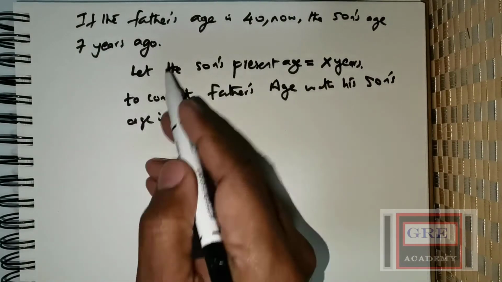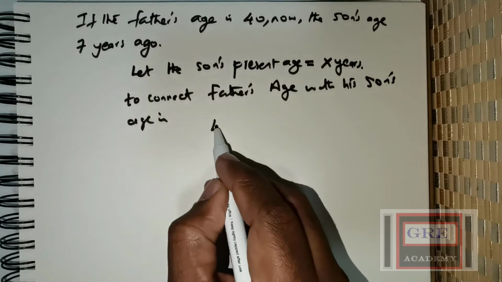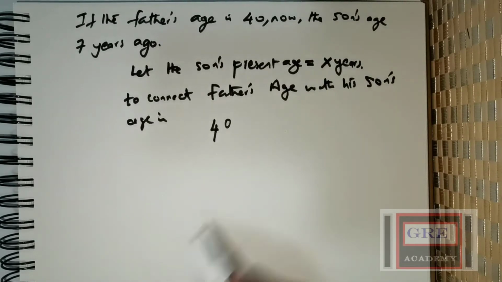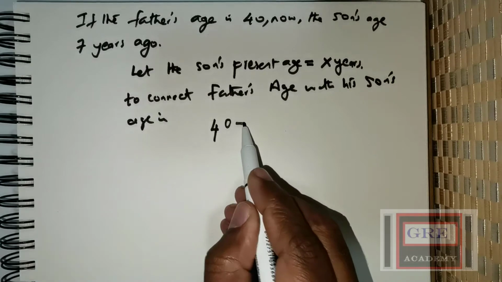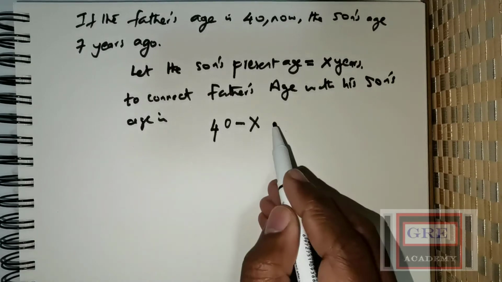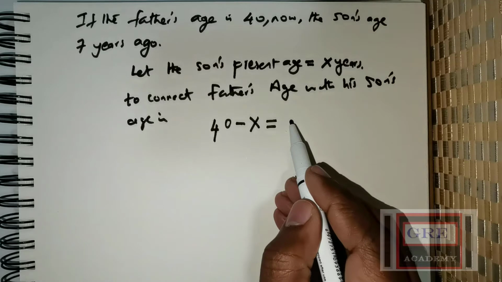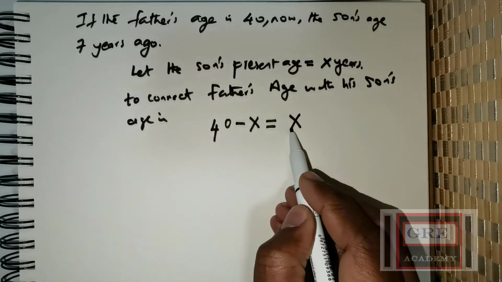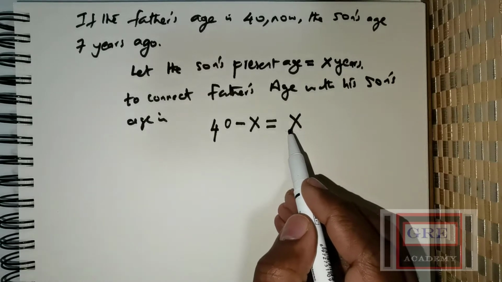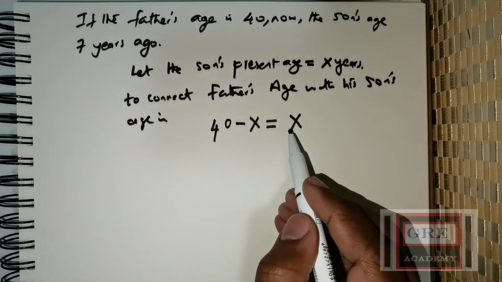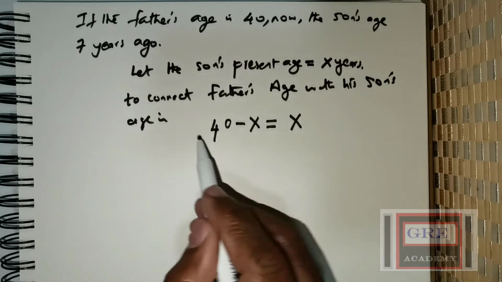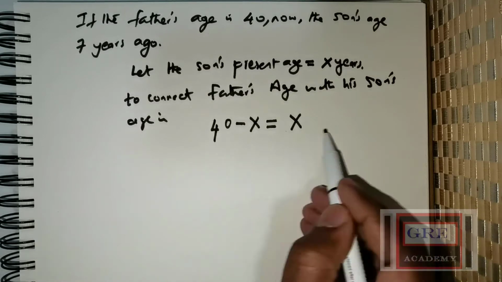is as follows. It's given that the father's present age is 40 years. So from it, we have to subtract the son's age. When we take away his son's present age, that would leave us with the age of the son, because the father tells the son that I was as old as you are at present at the time of your birth. Because of that statement, this is the required equation.